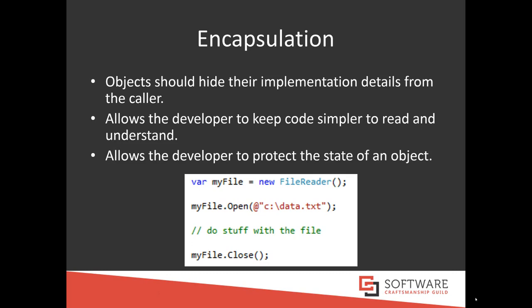And here's an example. Imagine we have some code that spins up a file reader. A file reader reads files from the file system, and it's going to open a text file. myfile.open is a great use of encapsulation. We provided a path of a file we want to open, and it opens the file. We don't know how it does it. We don't know how it's accessing the file, what code is going on inside there. And as the developer, we don't really care. We just want the file to open so that we can do stuff with it. Properly encapsulated methods are very clean and very easy to use.